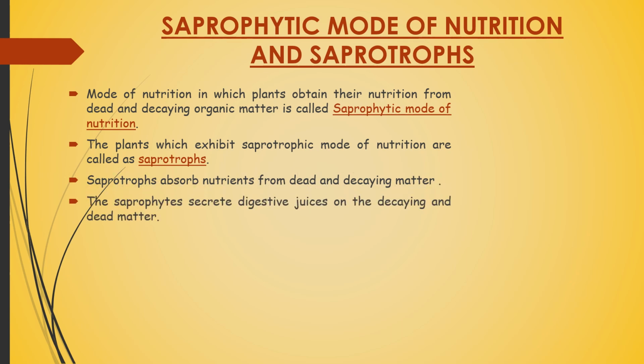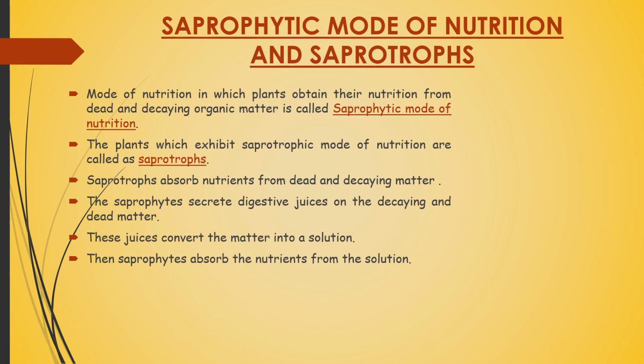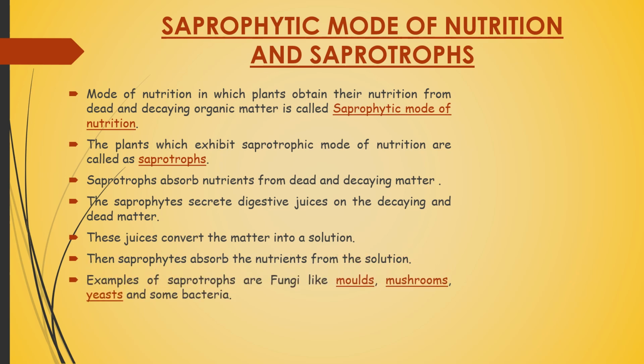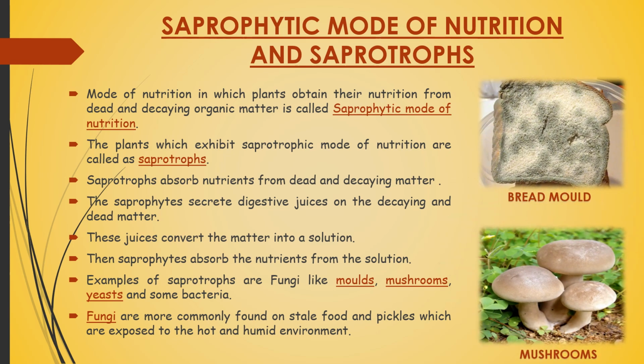Actually, the saprotrophs or saprophytes secrete digestive juices on the dead and decaying matter. These juices convert the matter into a solution. Then saprophytes absorb the nutrients from the solution. Examples of saprotrophs are fungi like molds, mushrooms, yeast and some bacteria. Fungi are more commonly found on stale food and pickles which are exposed to hot and humid environment.